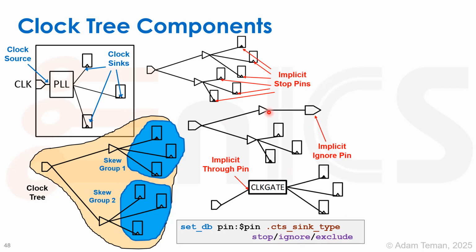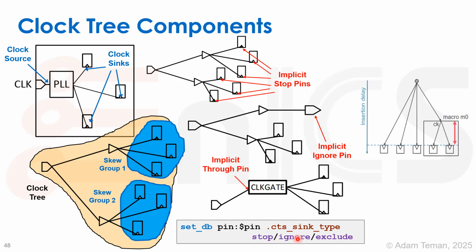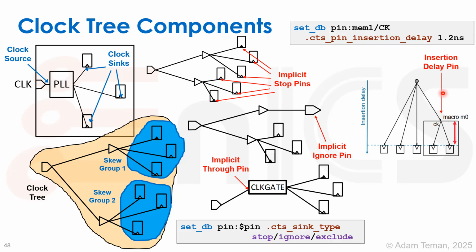We do not skew balance it, but we also do not consider it as part of the clock tree, so we don't build our clock tree up to it. We don't fix DRVs or check DRVs on the way to an exclude pin. There is no way in Innovus to actually define a through pin as far as I could find. Okay, and the final thing is we have an insertion delay pin, which is when we have a macro.